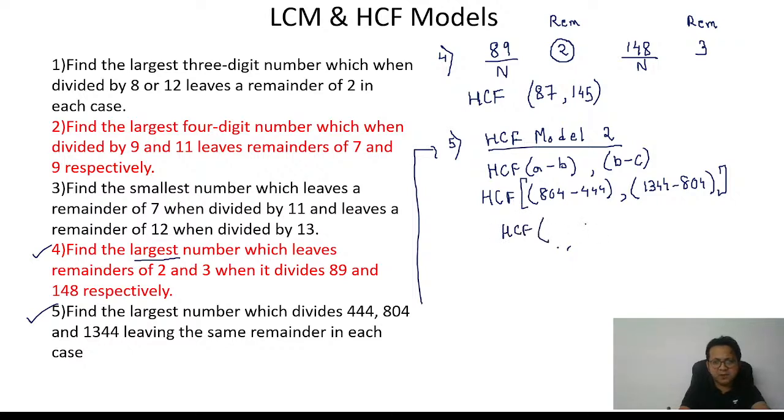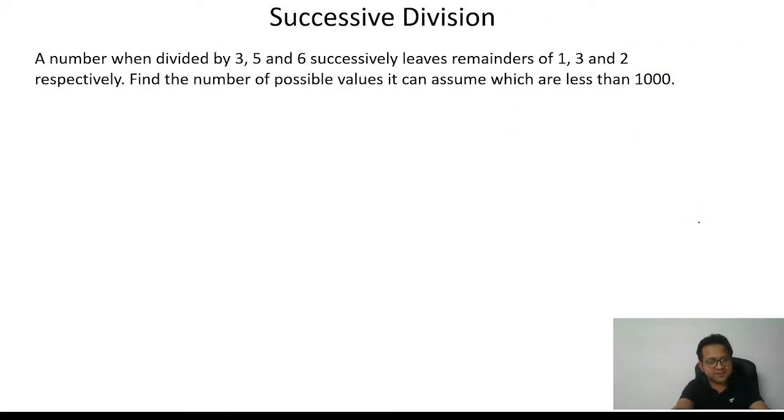HCF of what are the numbers? 804 minus 444 is 360. And 1344 minus 804 is 540. Answer will come out to be 180. Clear? Got it? So this is your HCF model 2. I hope you are able to recollect. I'm not going to solve the sums. It's just about recollecting the concepts tonight. Let's go to the next concept.